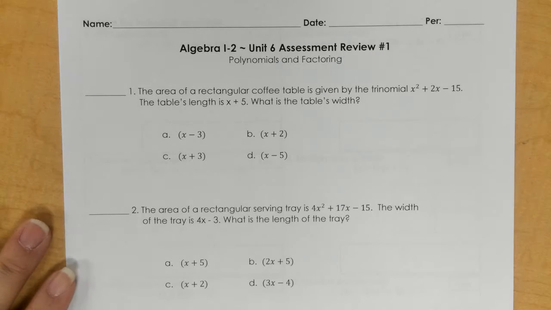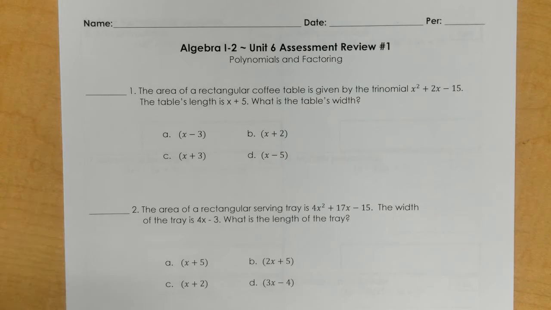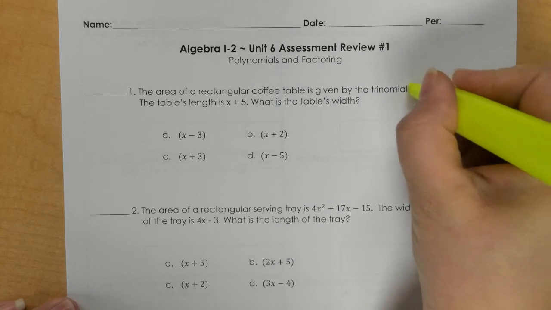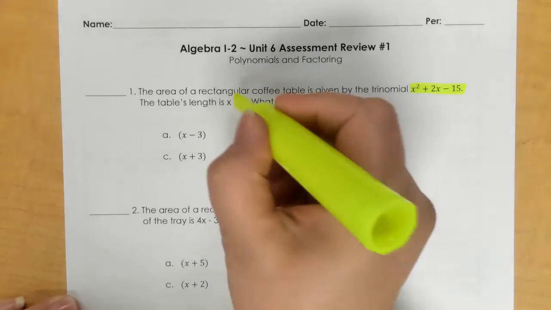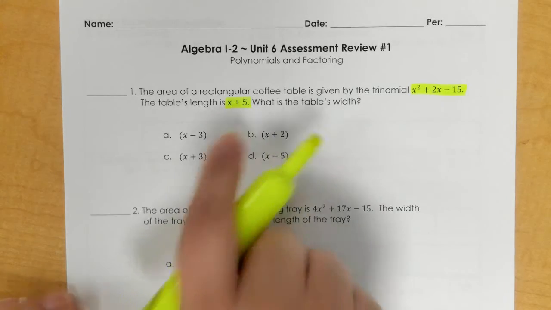For Unit 6, Assessment Review Number 1, Number 1 says the area of a rectangular coffee table is given by the trinomial x squared plus 2x minus 15. The table's length is x plus 5. What is the table's width? So right here, this is our trinomial. We need to factor that. We know that one of the factors is x plus 5.